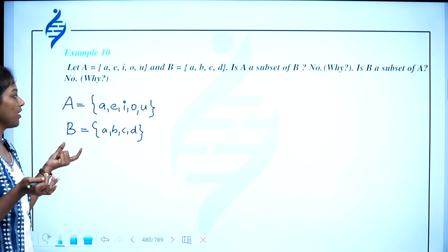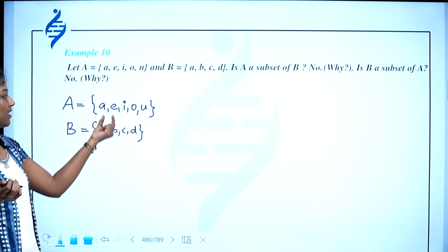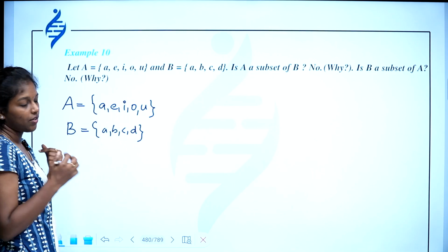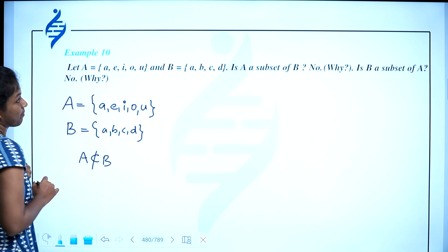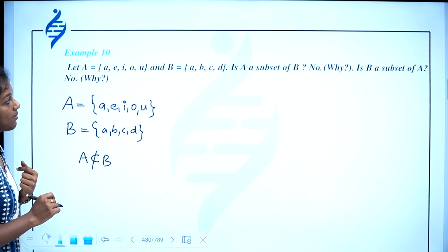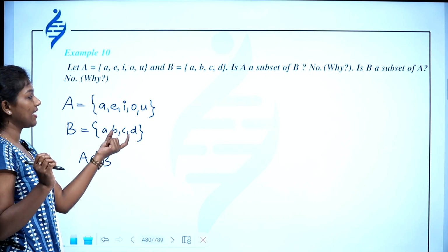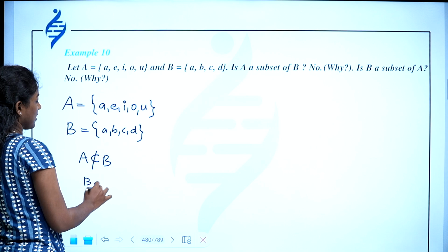No, because i is not there in B, e is not there, o is not there, u is not there. All these 4 elements are not there in B. So, you can say A is not a subset of B. Then, is B a subset of A? No, because b, c, d is not there in A. So, B is not a subset of A.